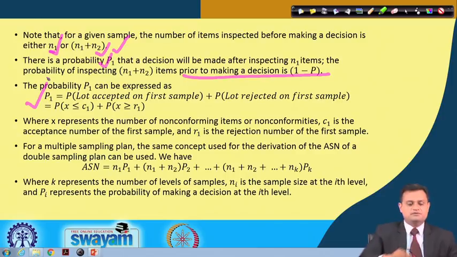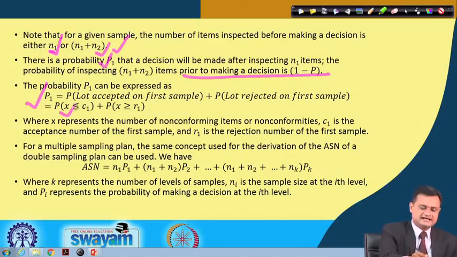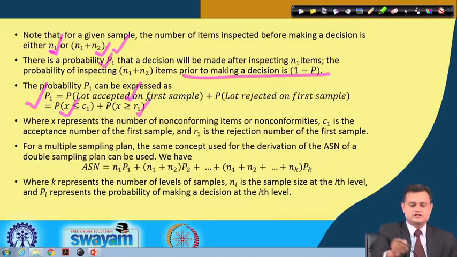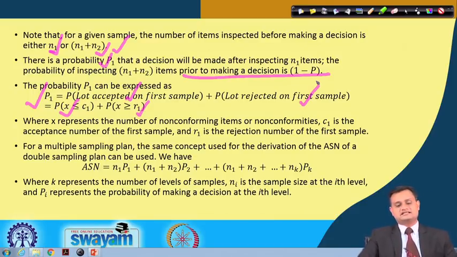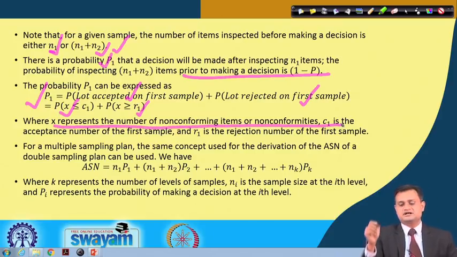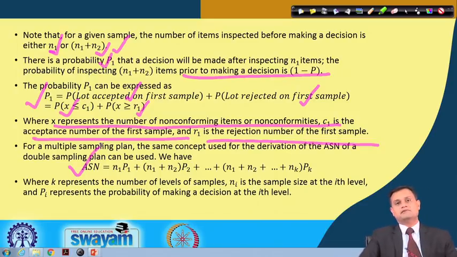Now, if I find the probability P1, that is equal to the probability of lot accepted on the first sample plus the probability of lot rejected on the first sample. So, both I can consider. C is the acceptance number, R is the rejection number. X less than or equal to C1 is the probability specific to lot accepted on the first sample, X greater than or equal to R1 is lot rejected on the first sample. Here, X represents the number of non-conforming items, C1 is the acceptance number and R1 is the rejection number. You can also do it for multiple sampling.